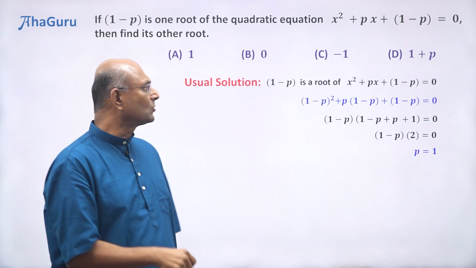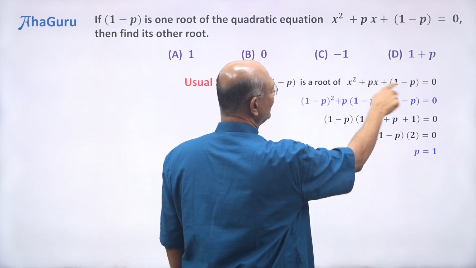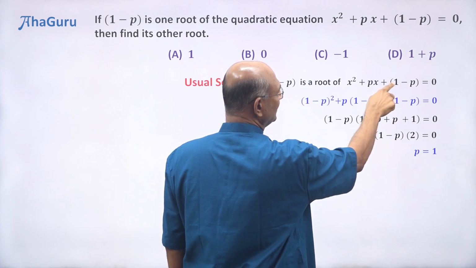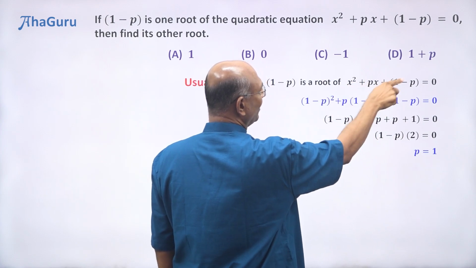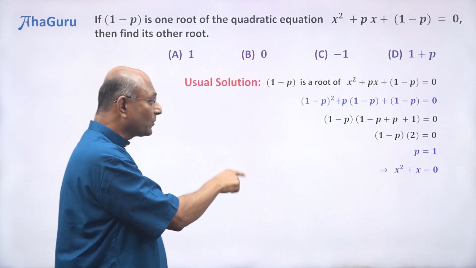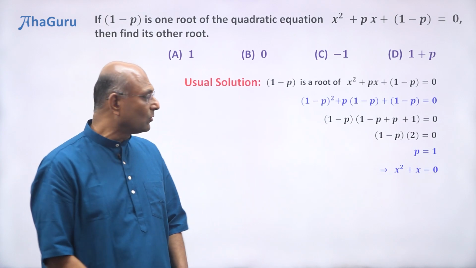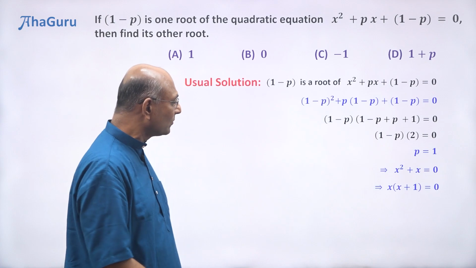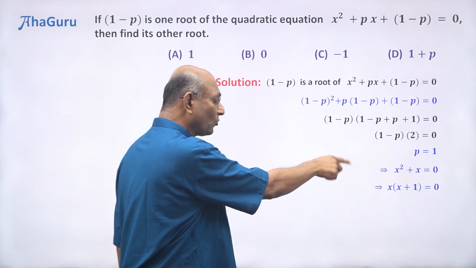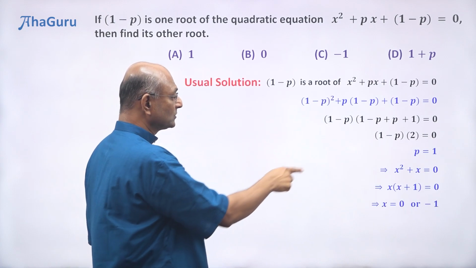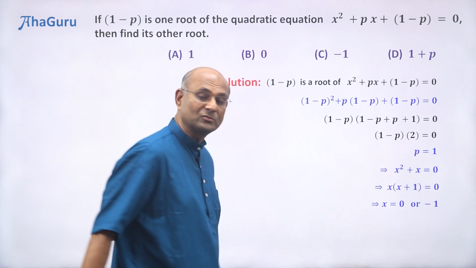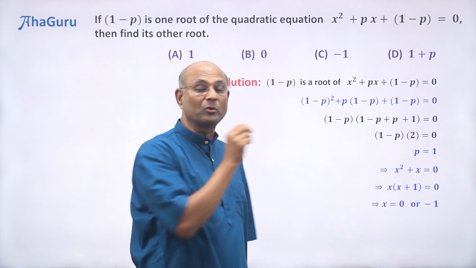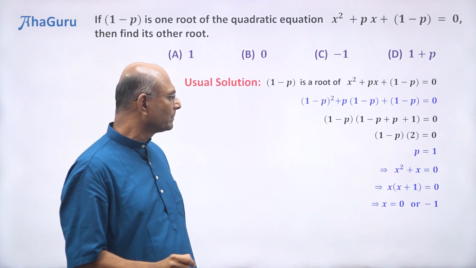Well, if p is equal to 1, look at this quadratic equation. 1 minus p is 0, p is 1. So the quadratic equation becomes x square plus x is equal to 0, which means x into x plus 1 is equal to 0. So that means the roots are x is equal to 0 or x is equal to minus 1. So you actually got both the roots, 0 and minus 1.